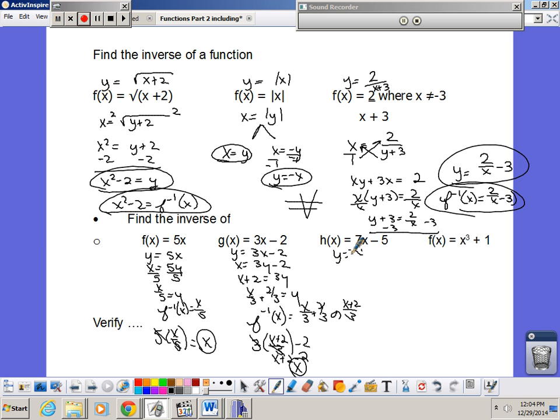Y is equal to 7x minus 5. X is equal to 7y minus 5. X plus 5 equals 7y. Divide by 7. X over 7 plus 5 over 7 equals f to the negative 1 of x. Or x plus 5 over 7 equals f to the negative 1 of x. Verify. 7 times x plus 5 over 7 minus 5. Cancels. Cancels. X. Verified.